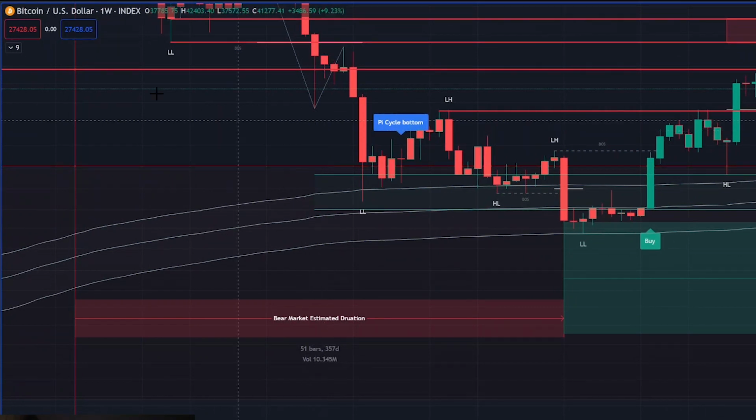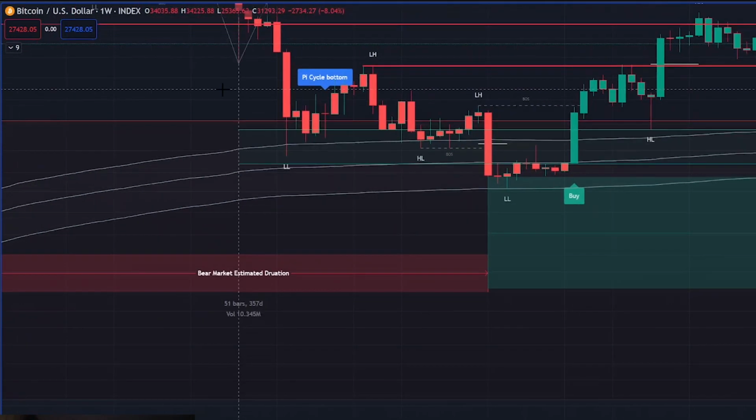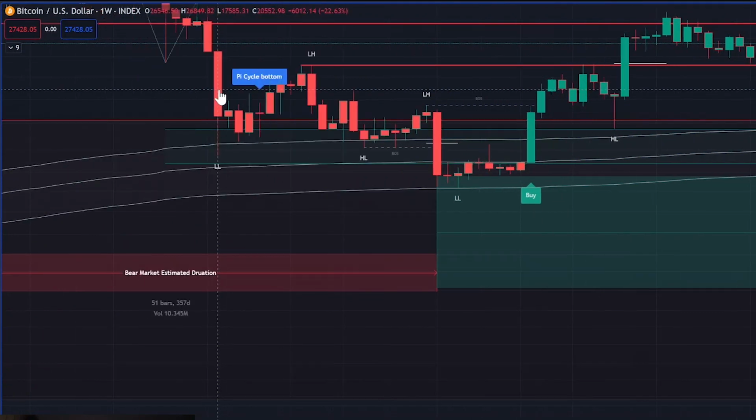Again, this is on the Bitcoin chart. I'm using the index chart, indexed by TradingView. So this is more for your large long-term spot holdings, if you've sold near the top and all that sort of stuff.